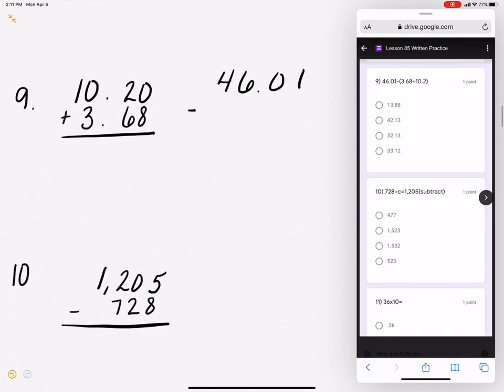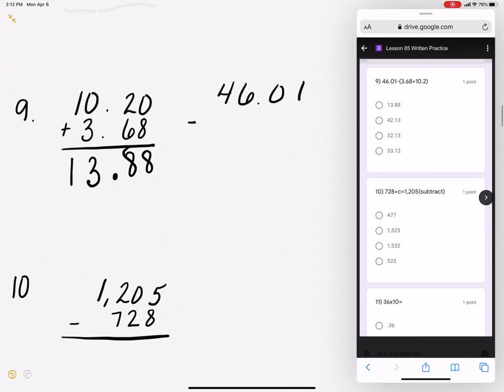9. We have a 2-step problem. We need to add what's in parentheses first and then subtract. Many of us are forgetting to do the second step, and you're only adding and then giving me that answer. So 0 plus 8 is 8. 2 plus 6 is also 8. Bring down your decimal. 0 plus 3. 1 plus nothing. So now I can take 46 and 1/100th minus 13 and 88 hundredths.